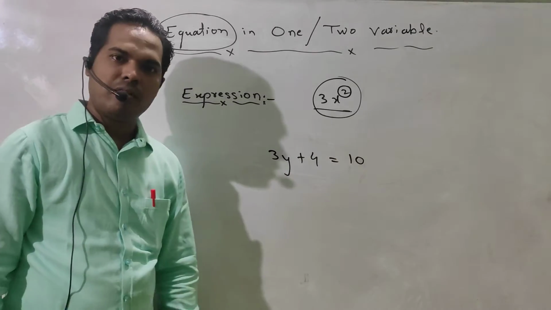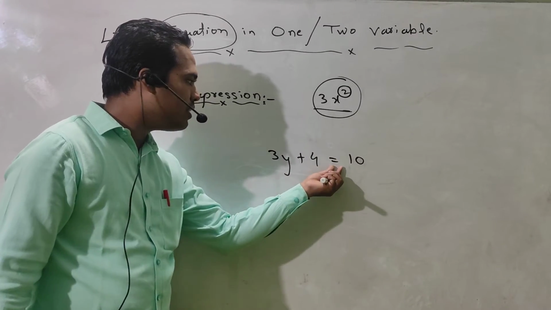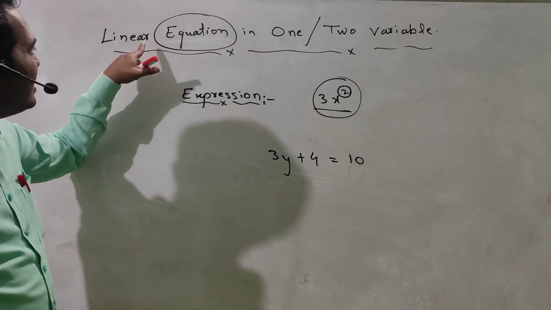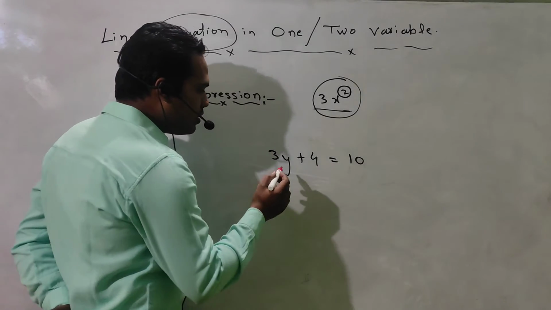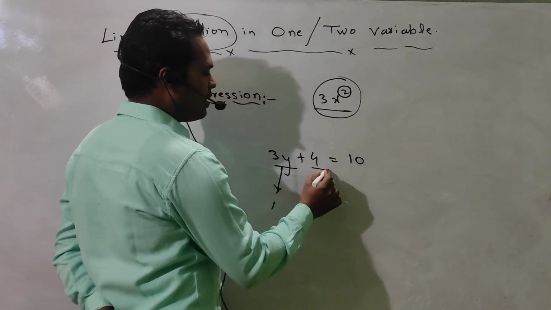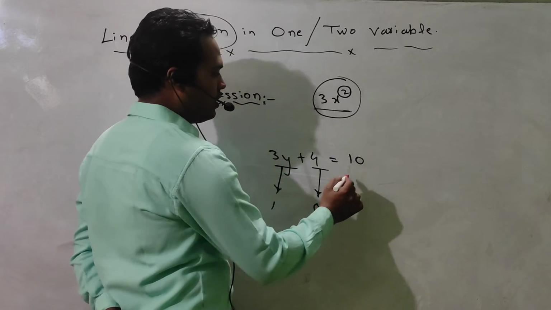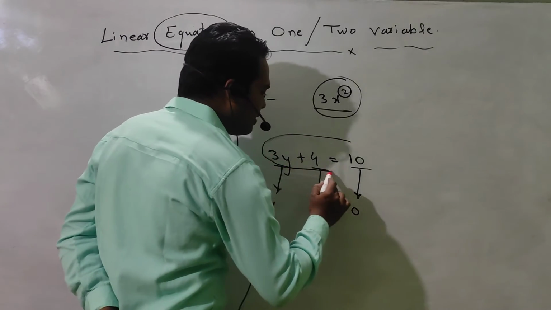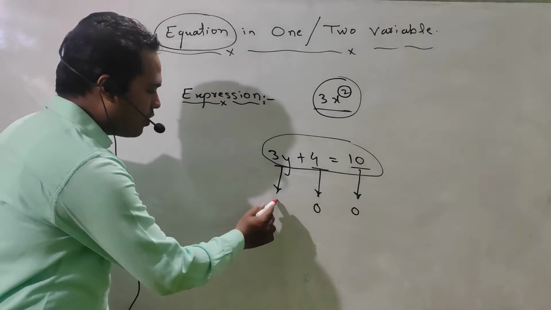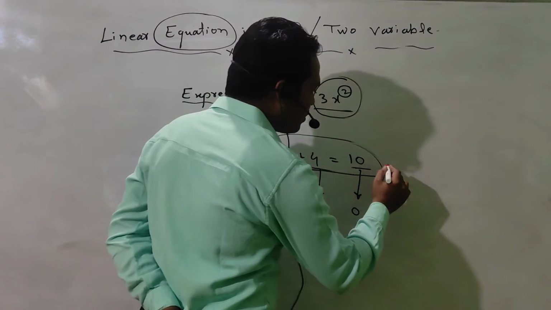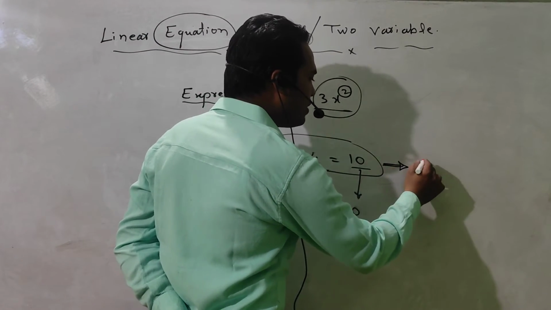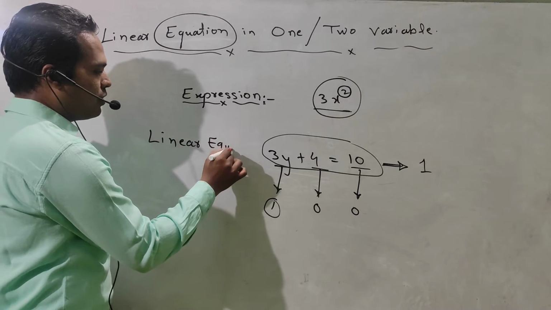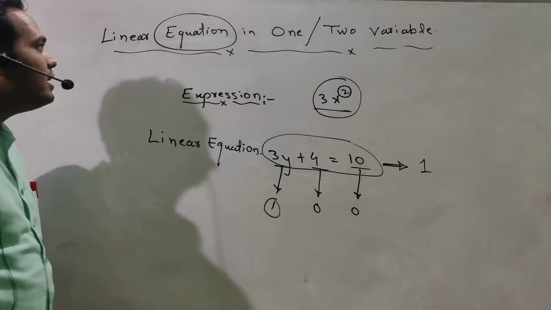It is an equation. Why is it an equation? Because we can see an equal to sign here. That's why it is an equation. Now it is linear. Why linear? See, the degree of this term is 1, the degree of this term is 0, and the degree of this term is 0. That's why this equation has greatest degree 1. Therefore the degree of this whole equation will be 1. That's why it is known as a linear equation. Now you come to know what is meant by linear equation.